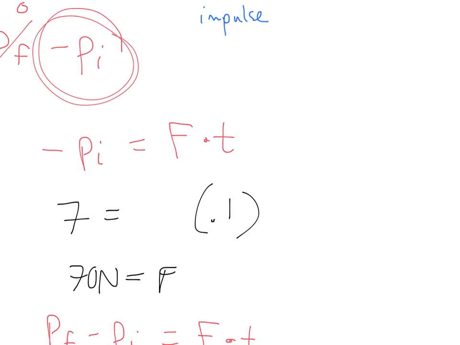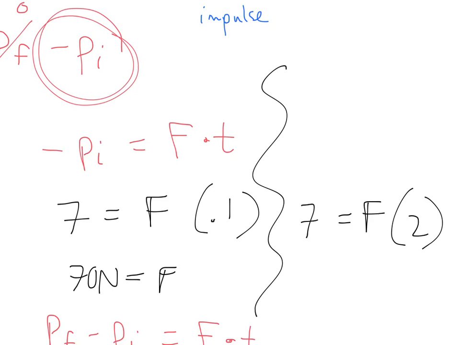Now, what if instead of taking 0.1 seconds, you land and let your knees absorb the shock and it takes you 2 seconds? Okay, we do the same problem. The change in momentum is still 7 because you're still moving with an initial momentum of 7 and you're coming to rest. But now instead of taking 0.1 seconds, you take 2 full seconds to land. What's the force now that you're going to feel? 3.5. Look at the difference in the forces felt. If you absorb the shock and take a longer amount of time, the force you feel is much less.